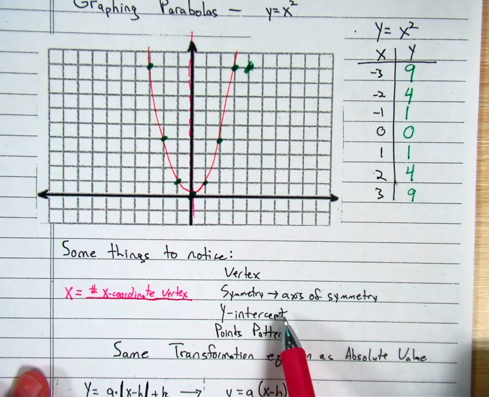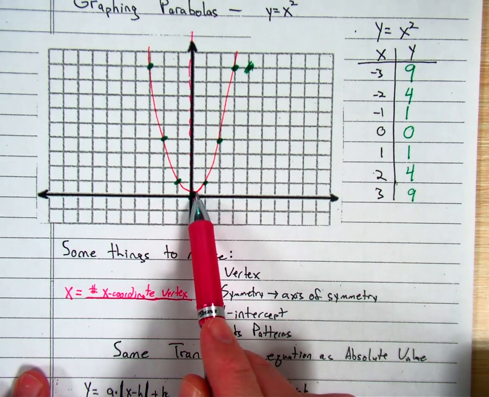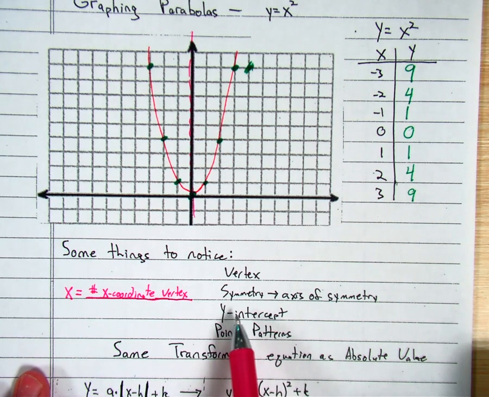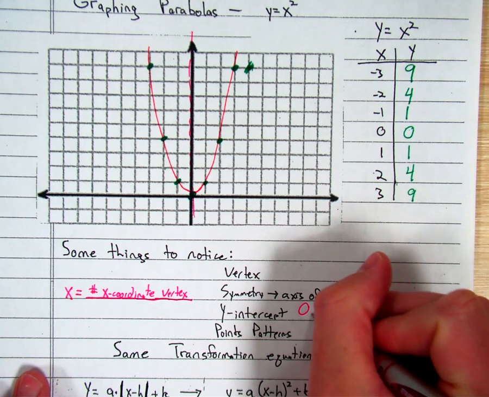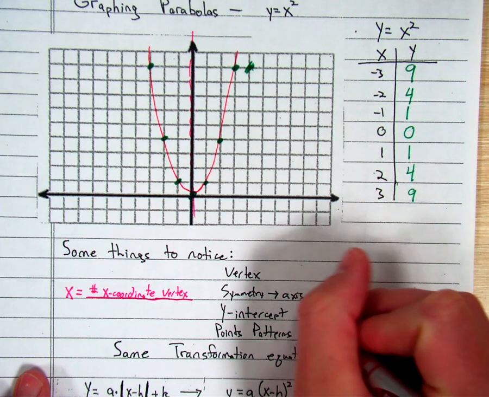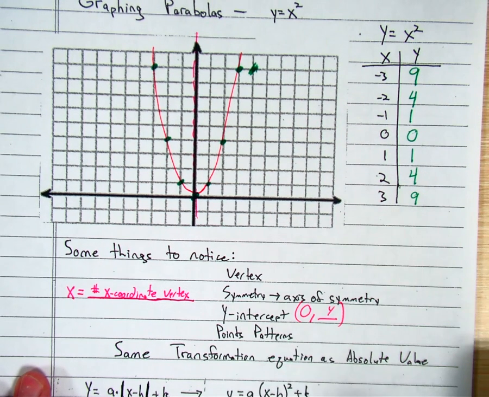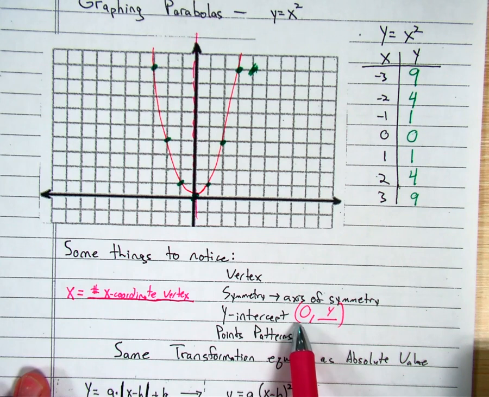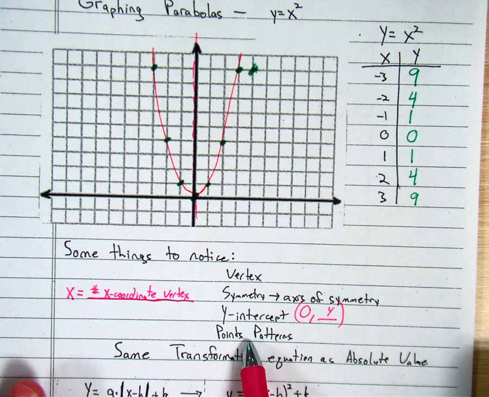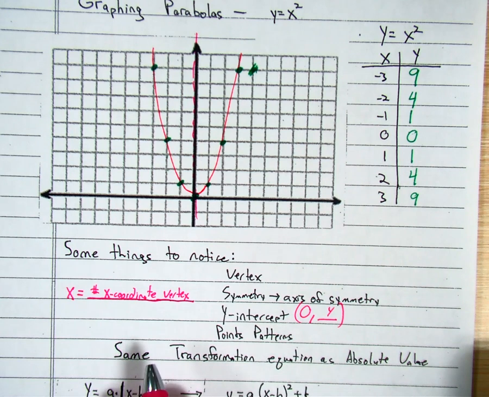Our y-intercept this time is 0, 0. That's where we cross the y-axis. And that will always be 0, the y number. Always will begin with a 0, and then a points pattern. There's a pattern here with our points.